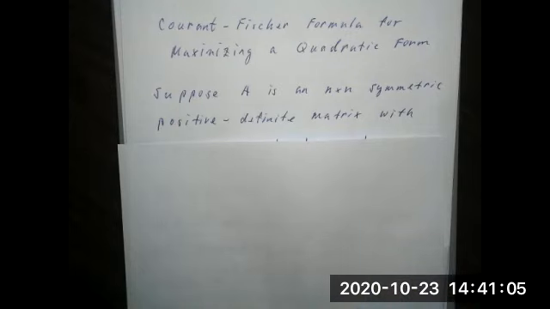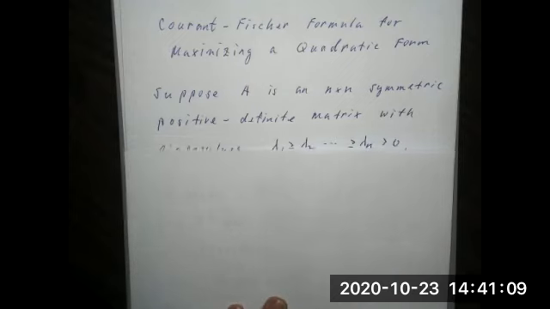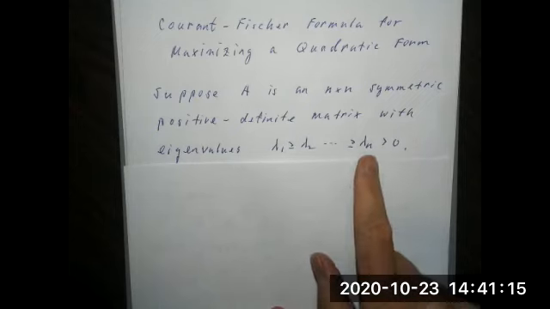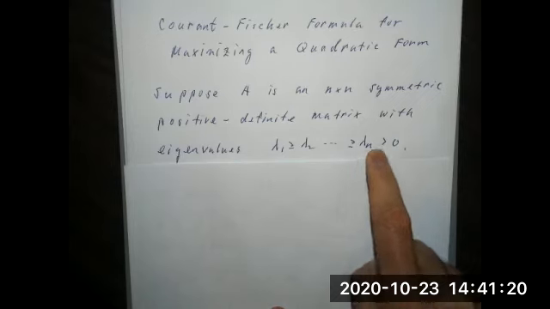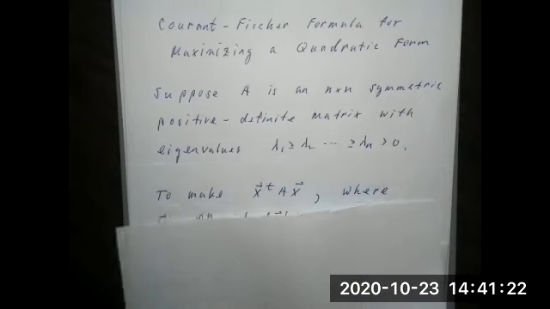So recall that if a matrix is positive definite, that means all of its eigenvalues have to be positive. So let's order them lambda 1 greater than or equal to lambda 2, and so on, up through lambda n. In other words, we're labeling eigenvalues in decreasing order, and the last one has to be positive.